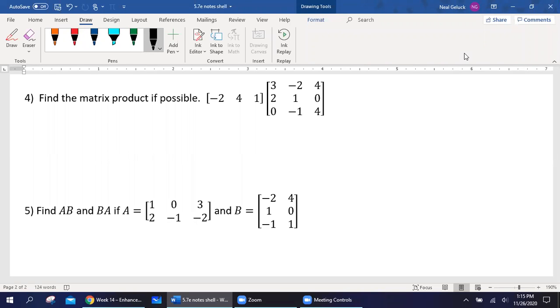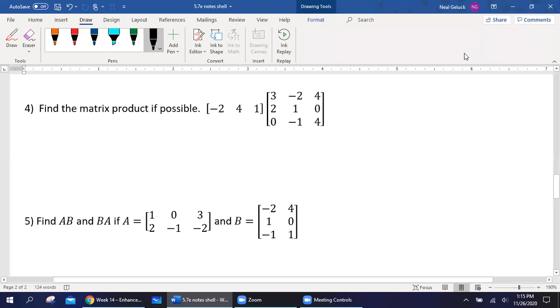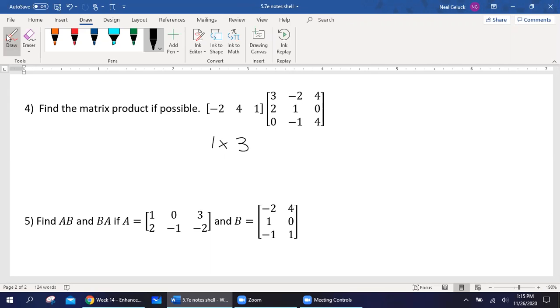For number 4, remember we have to first check to make sure we can multiply the matrices. So I have to check their dimensions. The first matrix has 1 row and 3 columns. The second matrix has 3 rows and 3 columns. Middle numbers match. That means I can multiply them. My answer is going to be 1 by 3. So it's basically going to look like that first matrix.